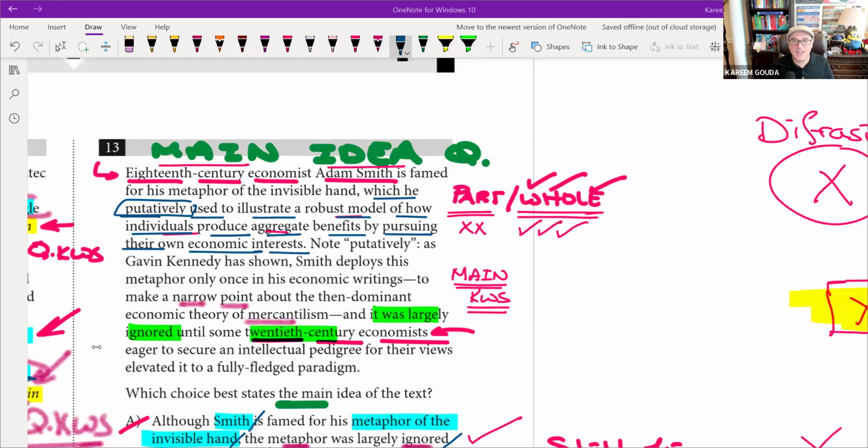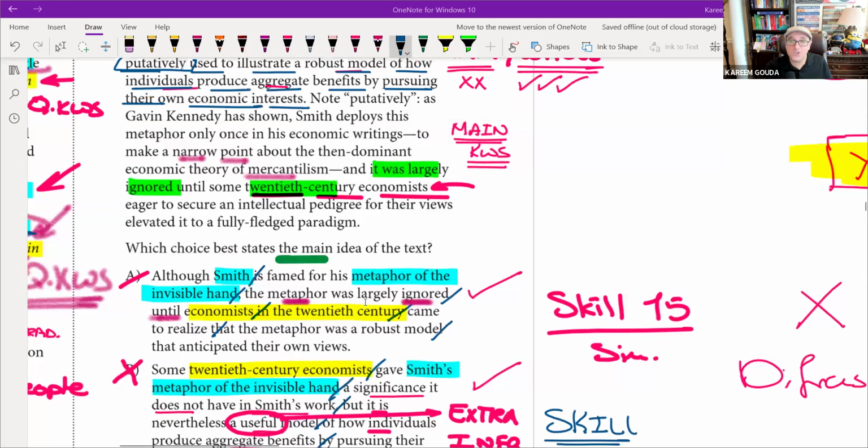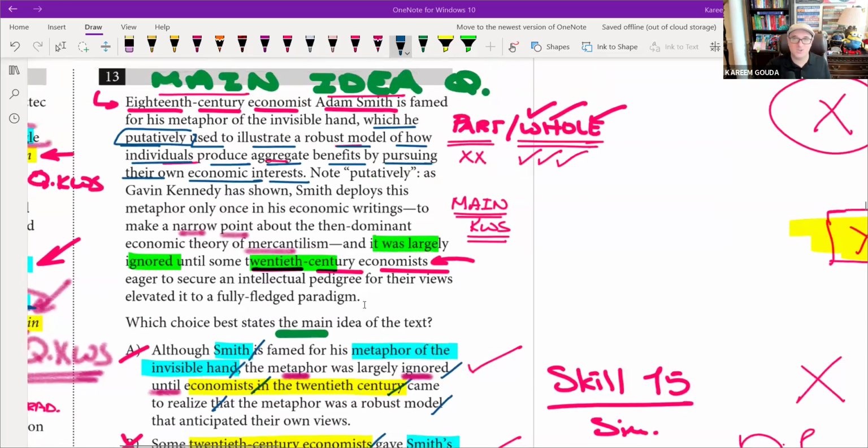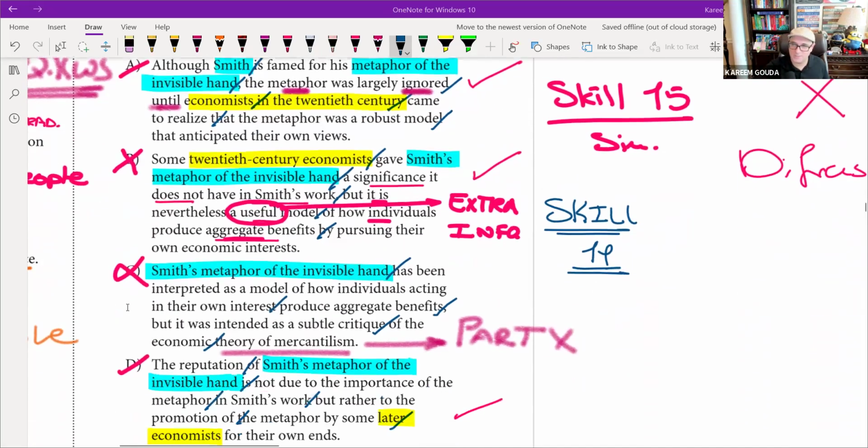Putatively means something that is supposed to be true, right? But did anybody say that it was useful, a useful model of how individuals? No. It was supposedly supposed to do so. Supposed to be true doesn't mean it was useful. This is actually a confusion skill. So it was supposed to be true. That doesn't mean it was true and useful. So there's a little confusion here, so I would eliminate B. Now we're left with A and D. Is A better or D?